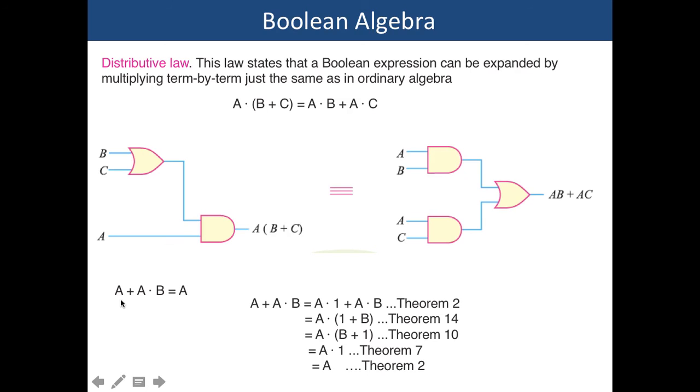And this is theorem 16, I think: a plus a dot b is equal to a. Take a plus a dot b. Using theorem 2, we can write a dot 1 plus a dot b. Taking out the common a, we get a dot (1 plus b), theorem 14. We can also write it as b plus 1 by theorem 10.